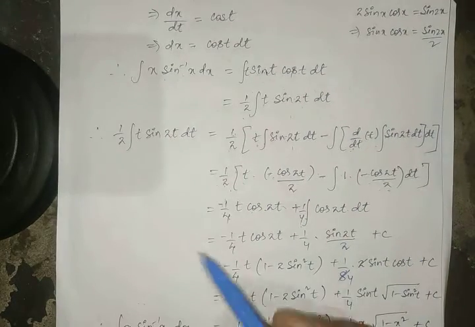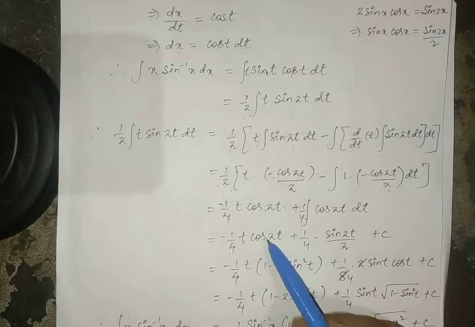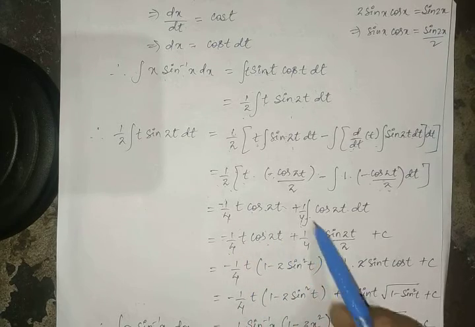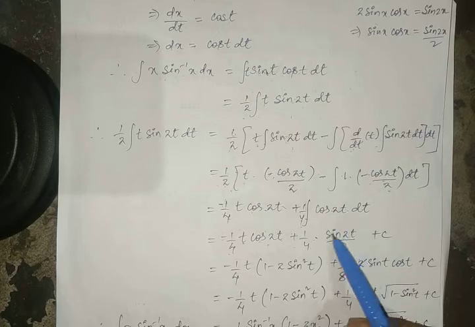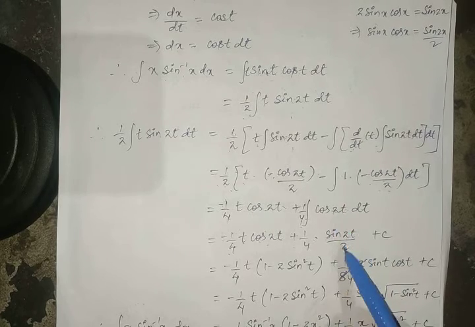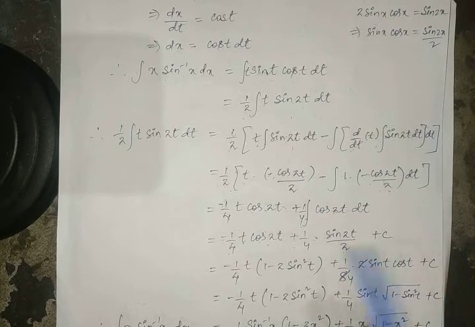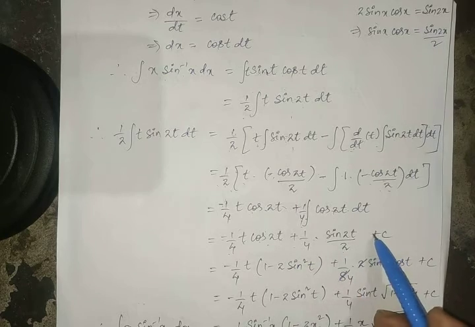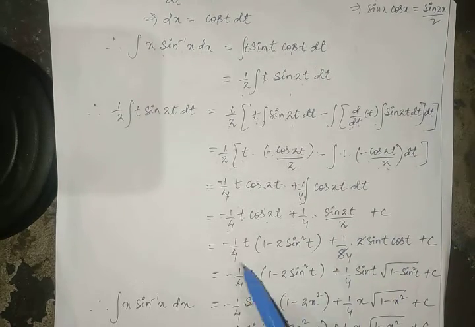Then next we have minus 1 by 4 t cos 2t plus 1 by 4 into the integration of cos 2t, which is sin 2t, and the coefficient of t is 2, so divide by 2, plus c. Okay, integration is over, so we have to write plus c, that's the constant of integration.